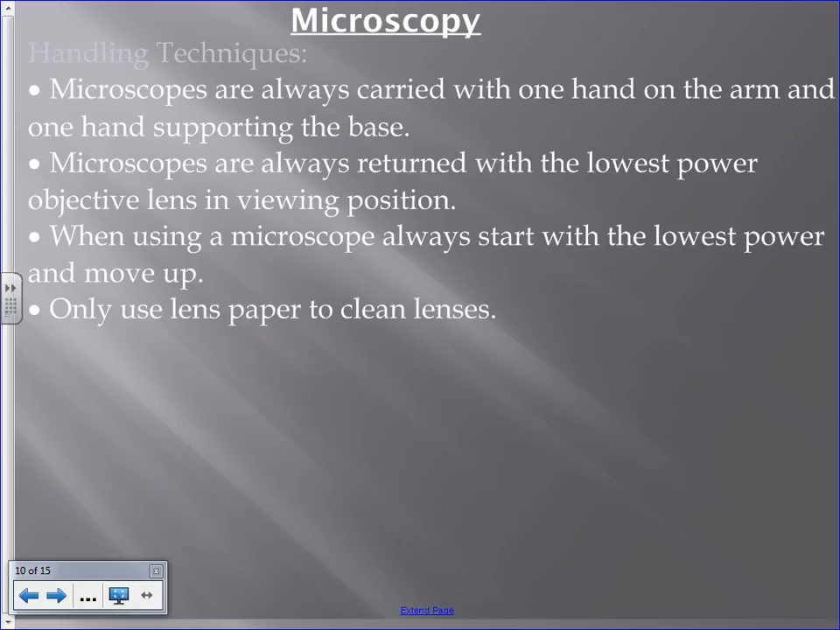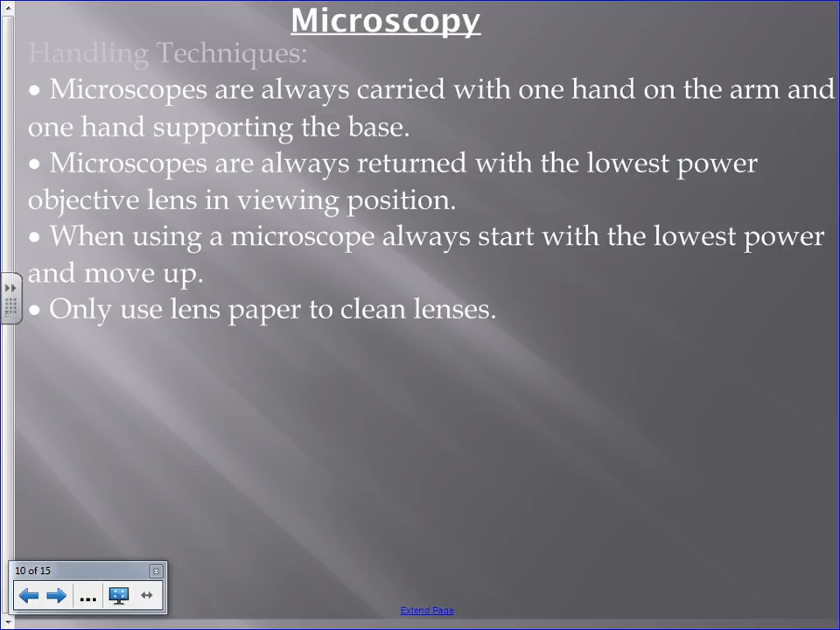When you carry them, they are carried with one hand on the base and one hand on the arm. Incidentally, this is the arm. Someone teaches that it's the neck. I would never hold someone's neck like this. It's just weird, right? It's an arm. Just gently hold the arm. That's how you carry the microscope.